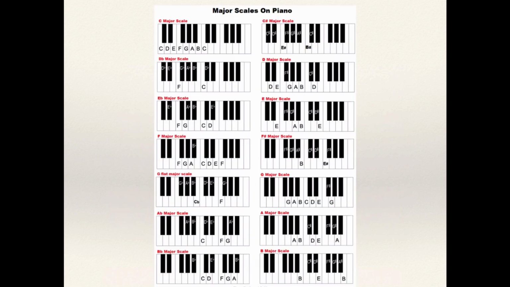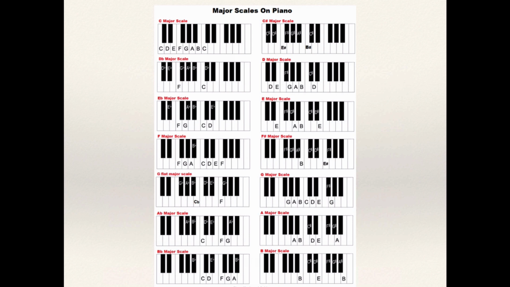Remember when I said earlier, every note has its own major scale. There are 12 notes on the keyboard, and all 12 notes have their own major scale. C has its own major scale, D has its own major scale, E, E flat, G, A, B. Every note has its own major scale. Now, here's the key: you absolutely have to learn each major scale.